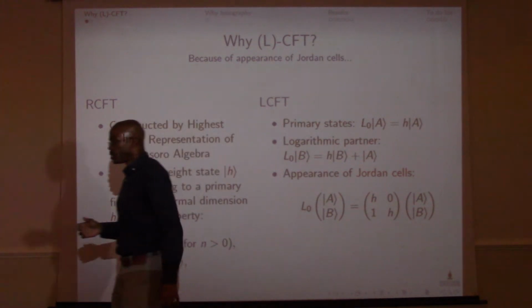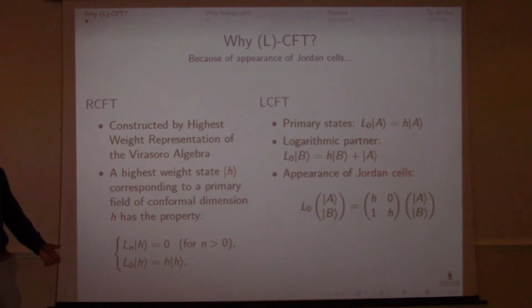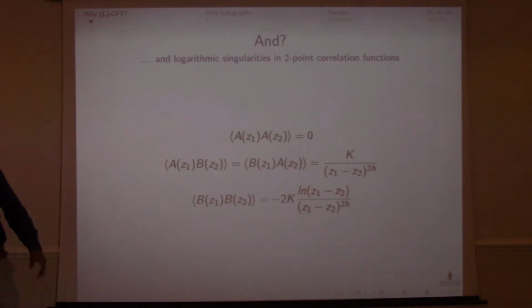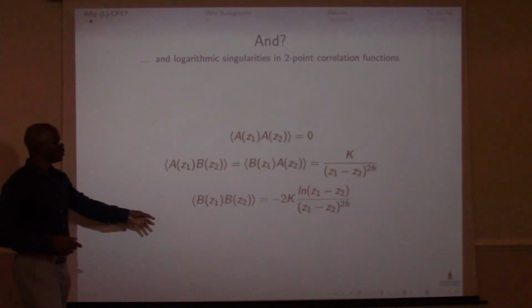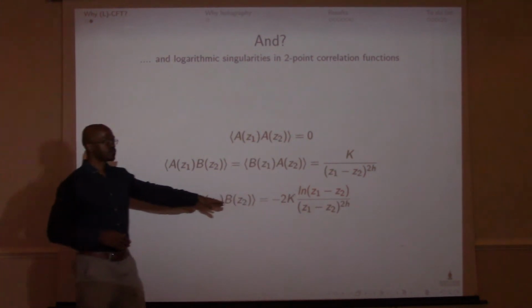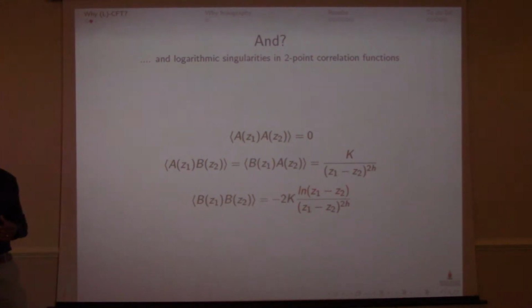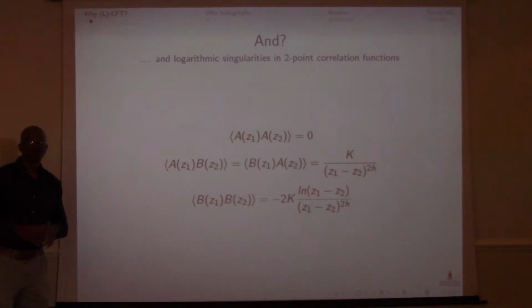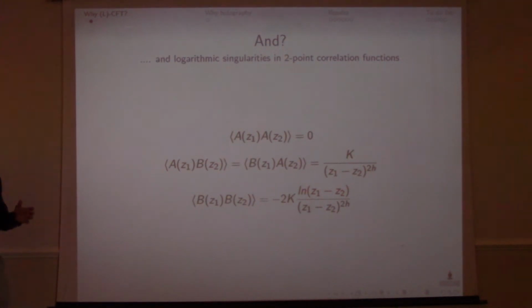Now, why is the partner logarithmic? This is because when computing the two-point correlation functions of these fields, we see some logarithmic singularities appearing. So in 1993, Victor Gurarie decided to coin these theories logarithmic conformal field theories. So that's about it for LCFTs in a nutshell.